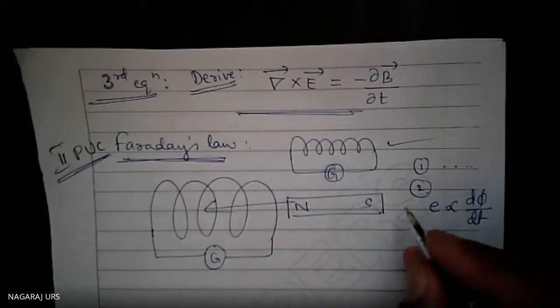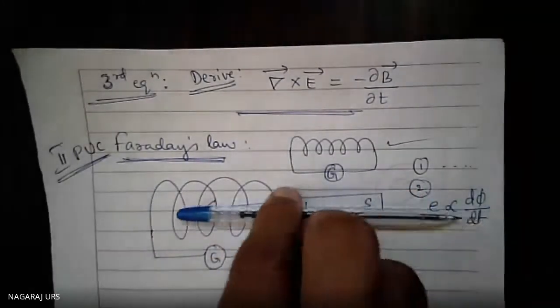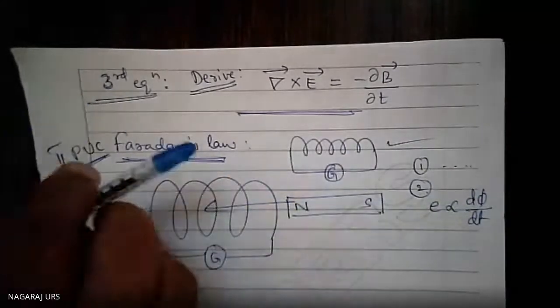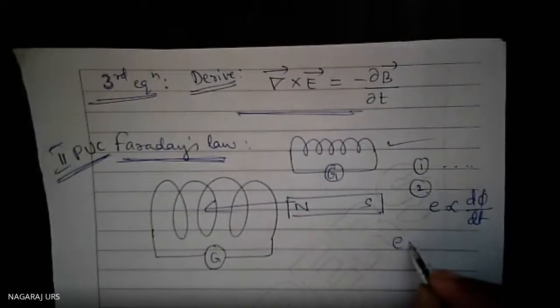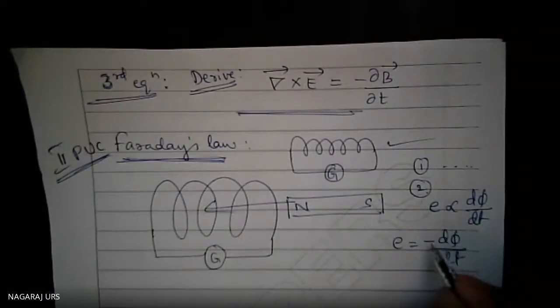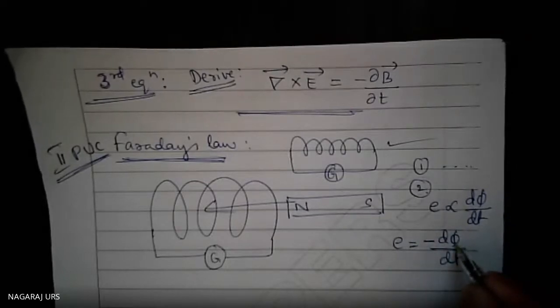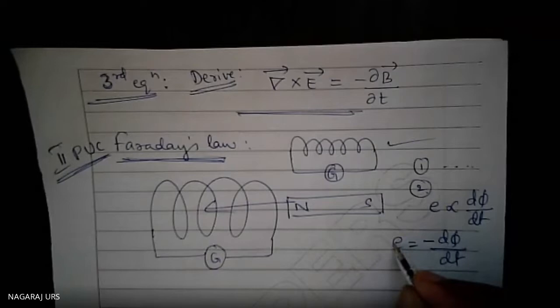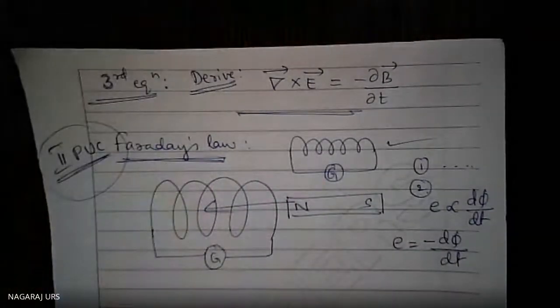But one more law is coming, Lenz's law. It says that if the flux is changing in one direction, then the induced EMF takes place in the opposite direction. Therefore, we can write E is equal to minus d phi by dt. The negative sign indicates that whichever the direction of the flux that is existing, the EMF is produced in the opposite direction. All these things are borrowed from your second PUC portion.